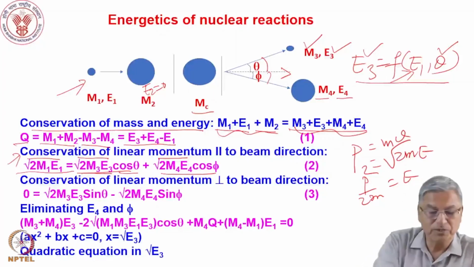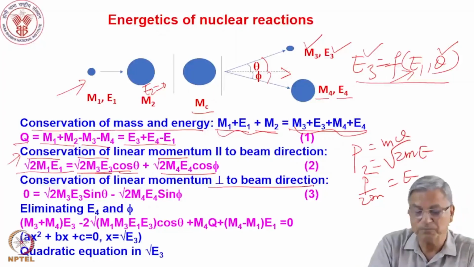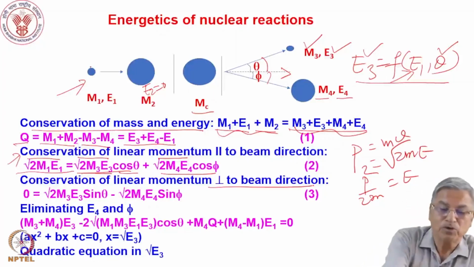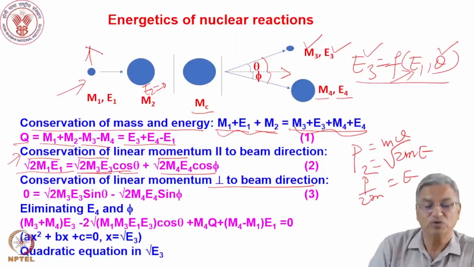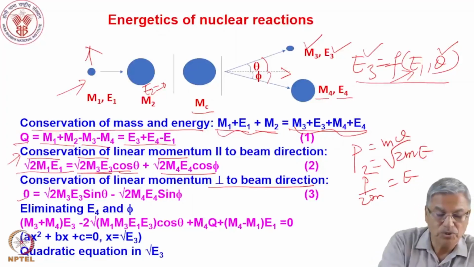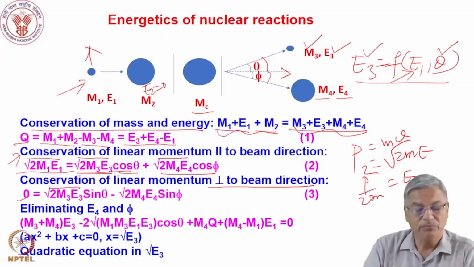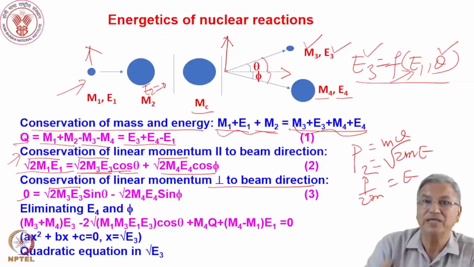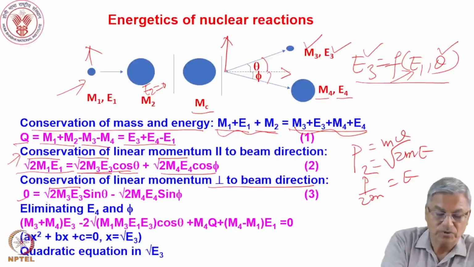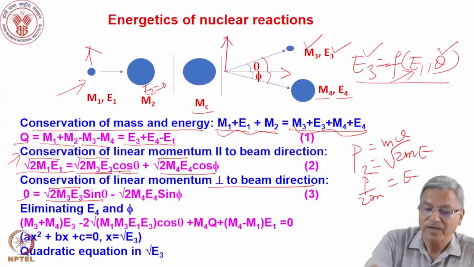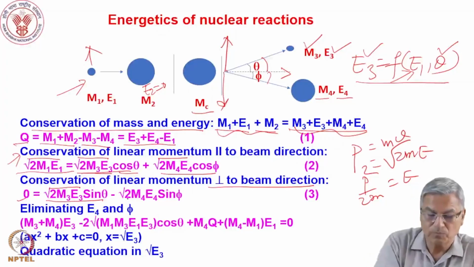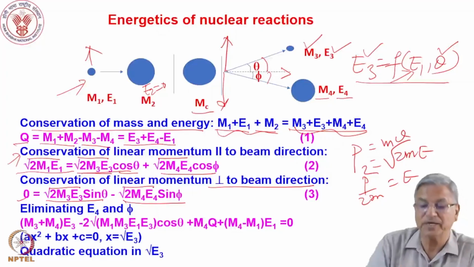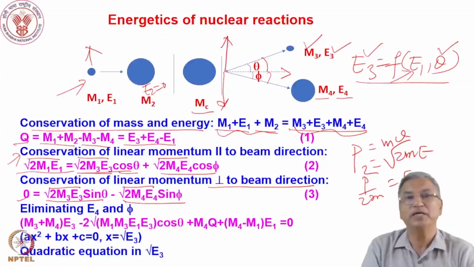Similarly, the linear momentum is conserved perpendicular to the beam direction. Perpendicular to the beam direction, there is no momentum for the projectile, so it is 0, equal to root 2m3E3 sin theta. So this component is the sin theta component for the ejectile, and this component is for the heavy residue, that is a negative sign because it will be in the negative direction.